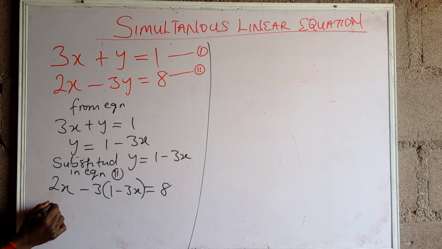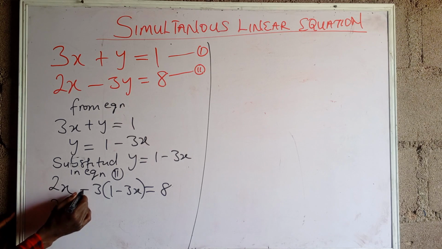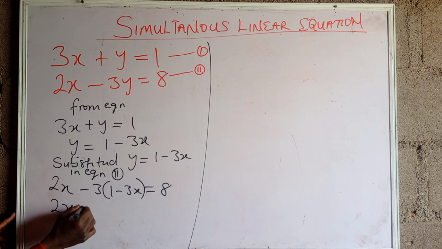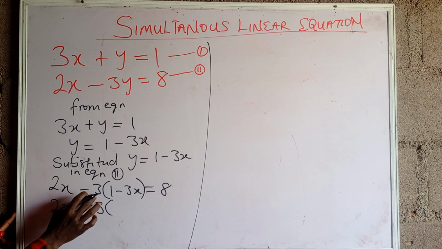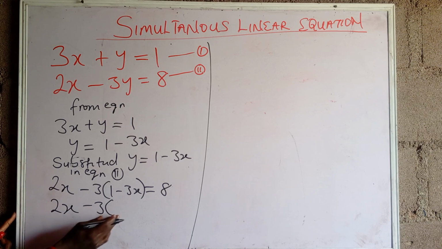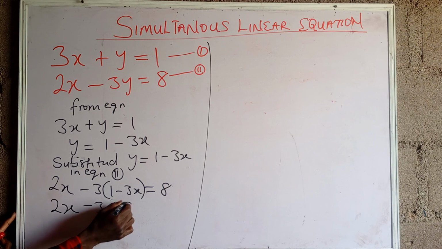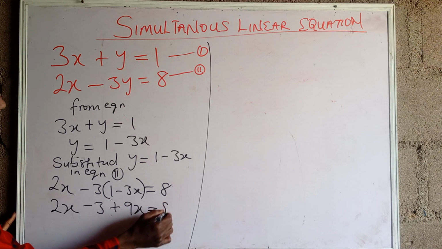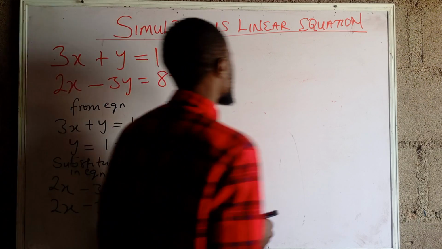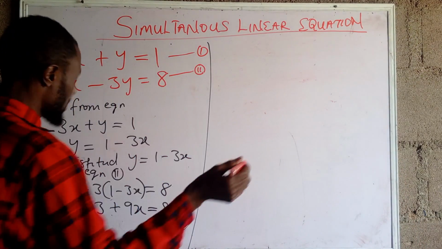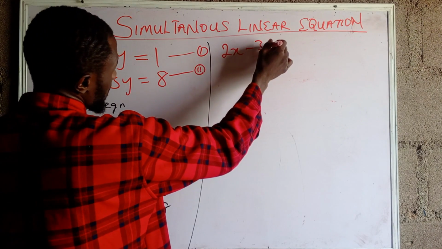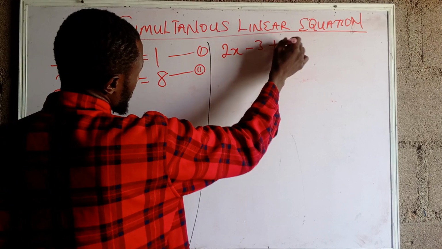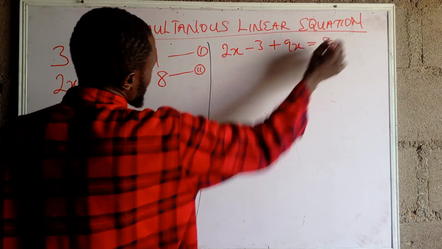Let's remove the bracket. We have 2x minus times minus 3 times 1. Here we have minus 3. Open brackets. We have minus 3 times 3x. Minus 3 times 3x, here we have plus 9x is equals to 8. Then the next step, we're going to have 2x minus 3 plus 9x is equals to 8.